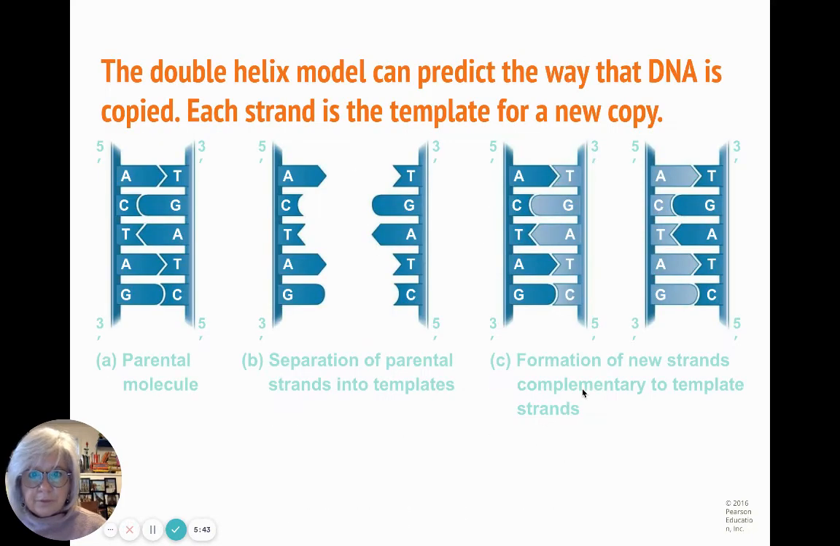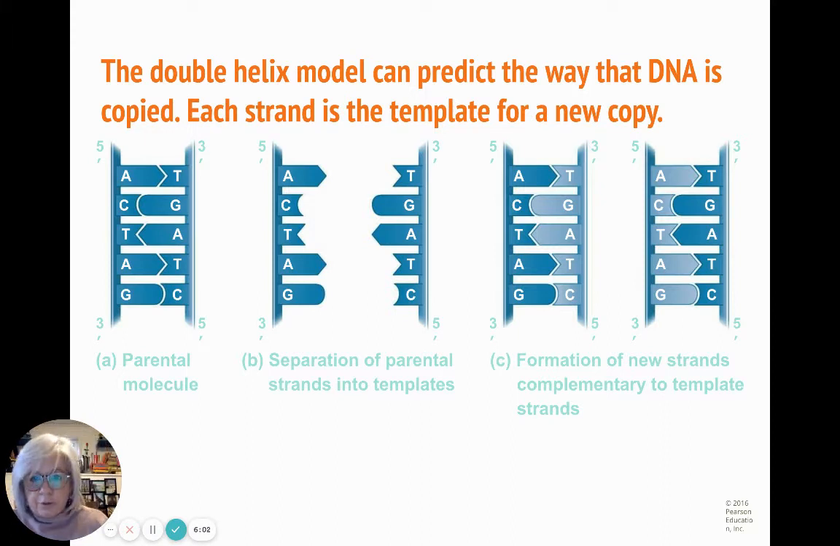So Watson and Crick in their 1953 structure paper are always noted as saying a very coy thing at the end: without any data at all, experimentally, they said that this double helix model can predict the way DNA is copied. And yeah, they were right.